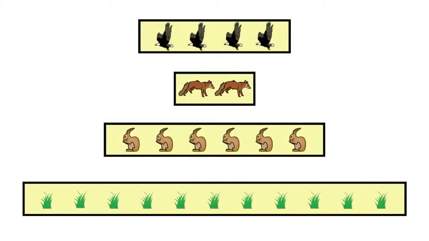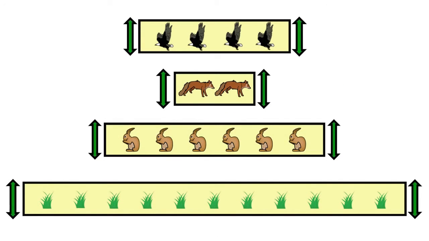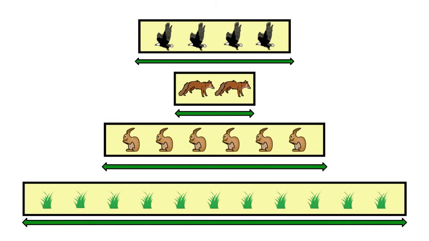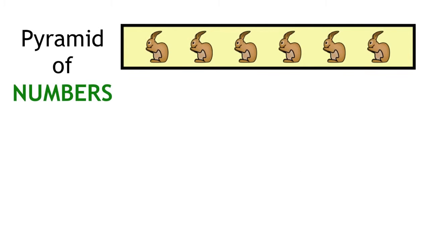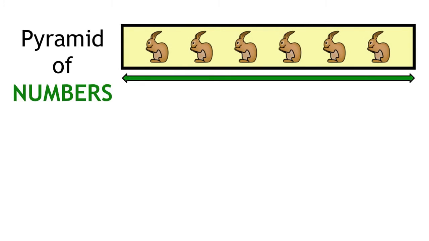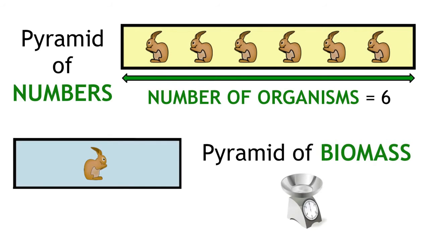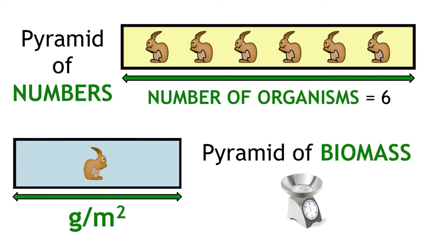The height of the bars should be the same, but the width of the bar should be proportional to the quantity that is being displayed. So for an ecological pyramid of numbers, the width of the bar shows the number of organisms at that step in the food chain. The unit for this is number of organisms. In the pyramid of biomass, it shows the biomass of organisms, and a common unit for that is gram per meter squared.